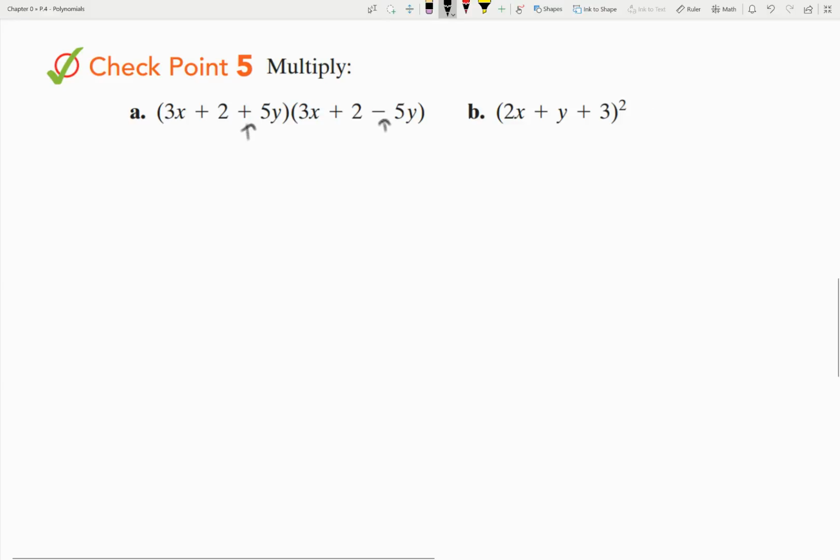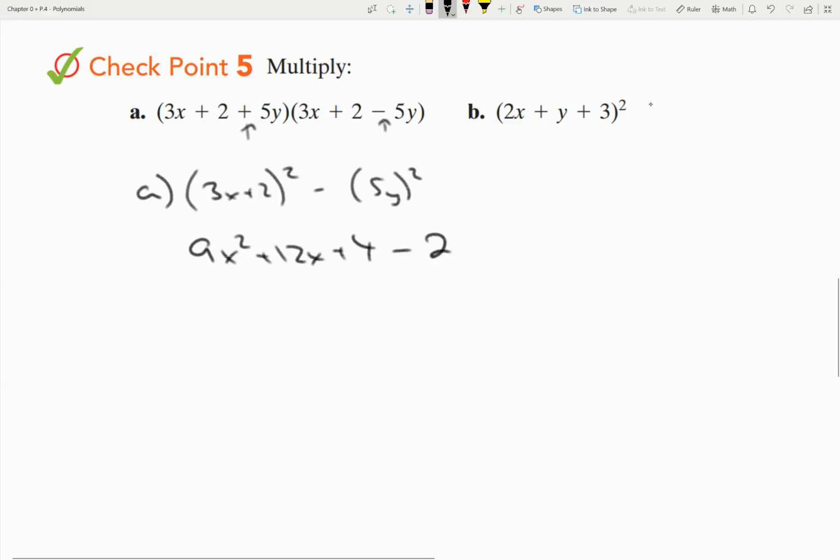1 plus 1 minus. So we can say that this is going to be 3x plus 2 squared minus 5y squared. Right, this is part A. 3x plus 2 squared gives me 9x squared plus 12x plus 4 minus 25y squared.